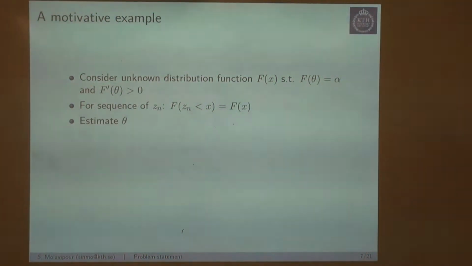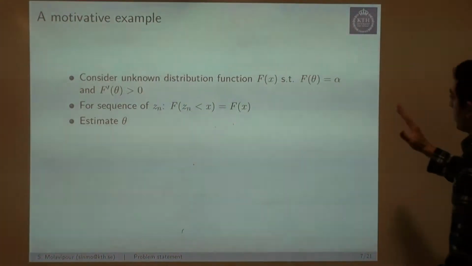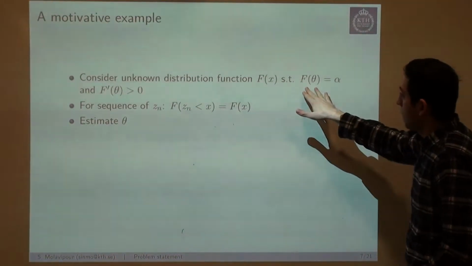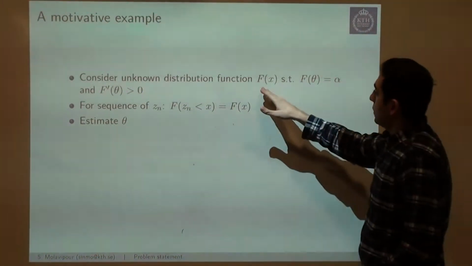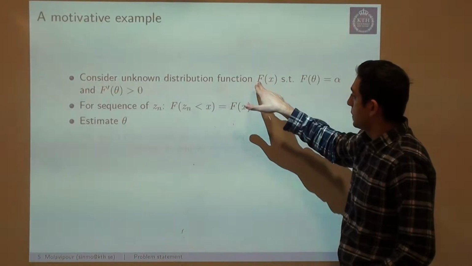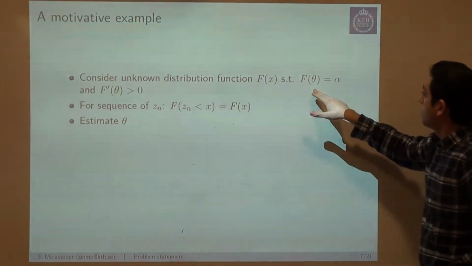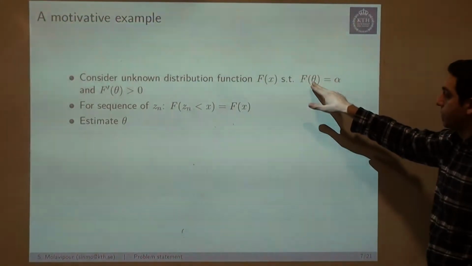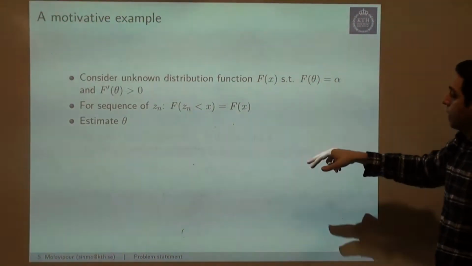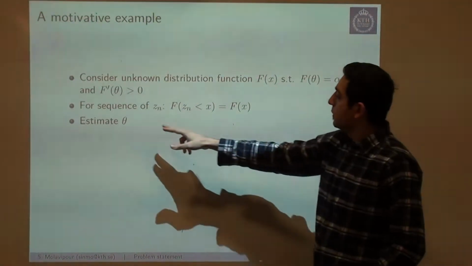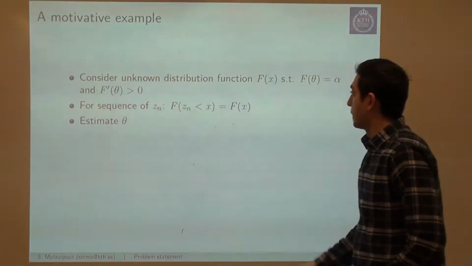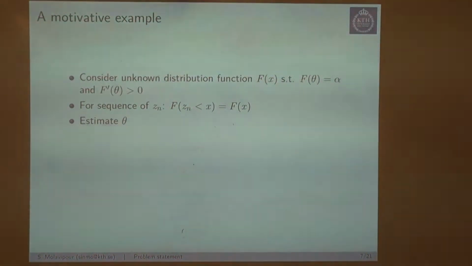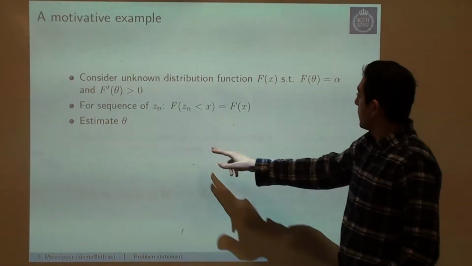So let's say we want to find, now instead of a root, any value alpha of a function f of theta. We have an unknown distribution. So this f is a distribution function, and we want to find the theta that is the solution of f of theta equal alpha. And let's say we have the property that its derivative is always positive at the point of solution. And then let's say we have a sequence of Zn.